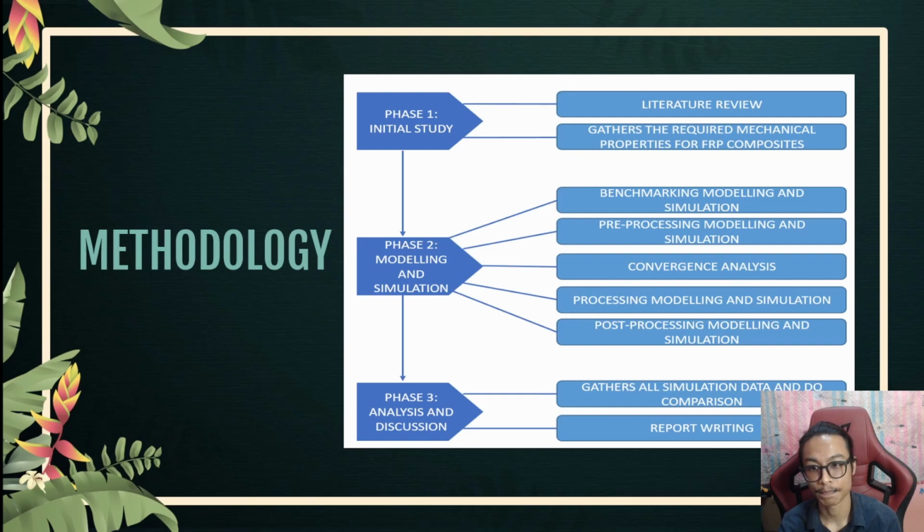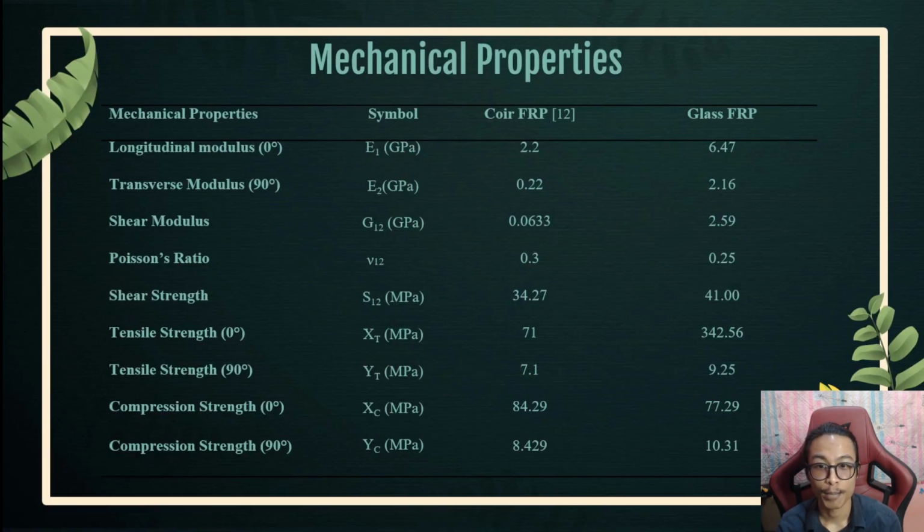So these are the mechanical properties of coir and glass fiber. As you can see in the table, most of the mechanical properties of glass are higher than coir, but the compression strength of coir is the only data that is higher than glass.